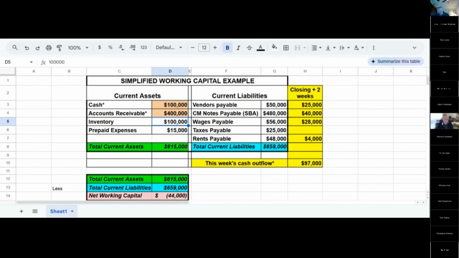Great point. We've seen a ton of that. A lot of these little companies are not on accrual accounting. They're not on cash accounting. They're on some kind of a hybrid that takes a fair amount of interpretation.